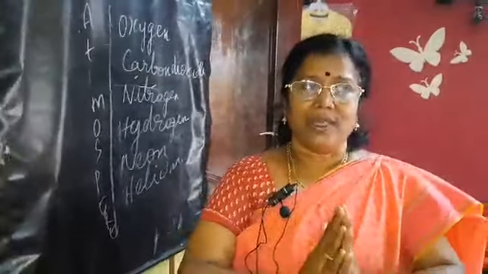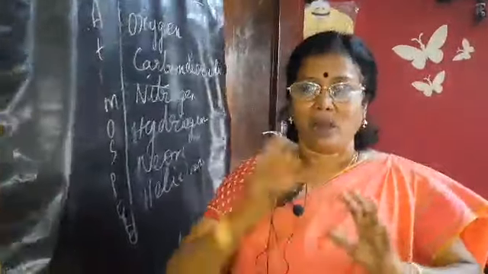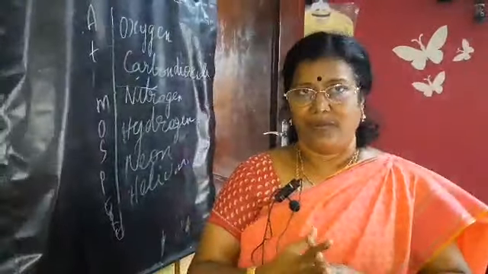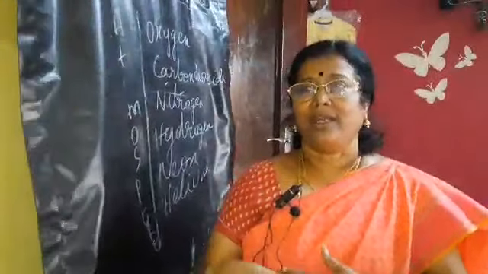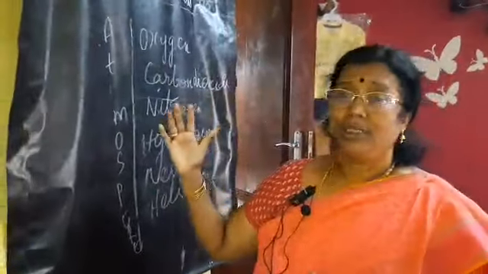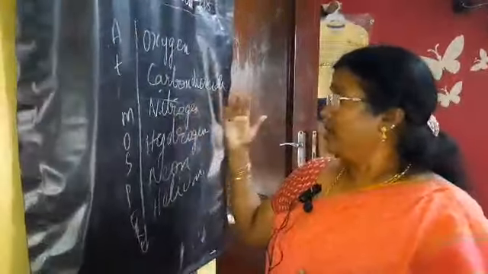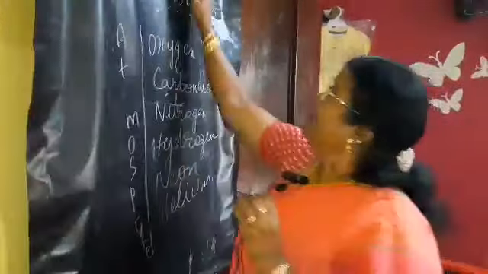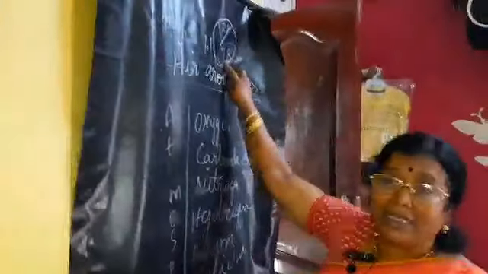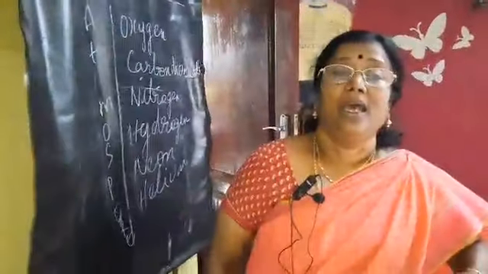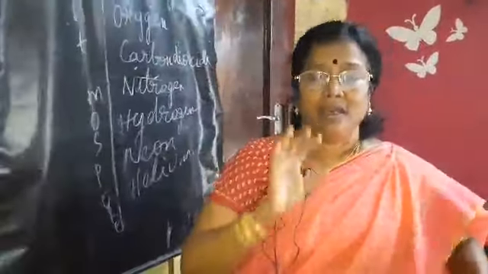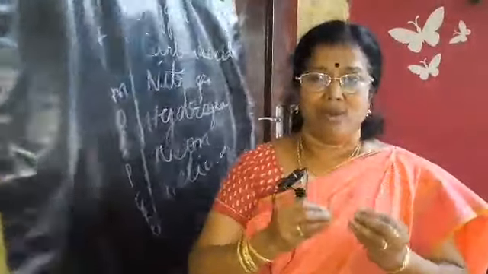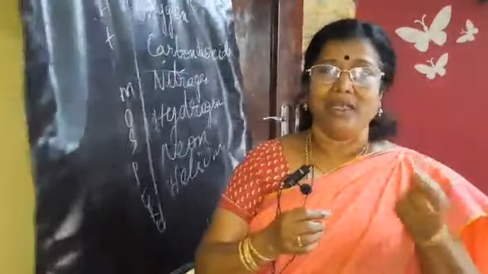What is atmosphere? The blanket of air around the earth is called atmosphere. This atmosphere air contains oxygen, carbon dioxide, nitrogen, hydrogen, neon, helium. Oxygen is 20% and nitrogen is 78%. Now the other gases are all in a meager amount. What is meager amount? Very little amount.